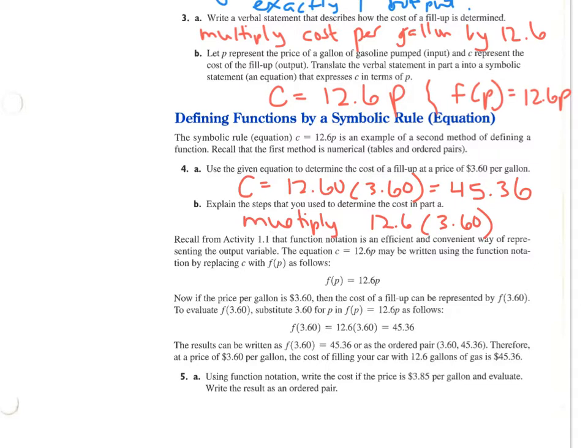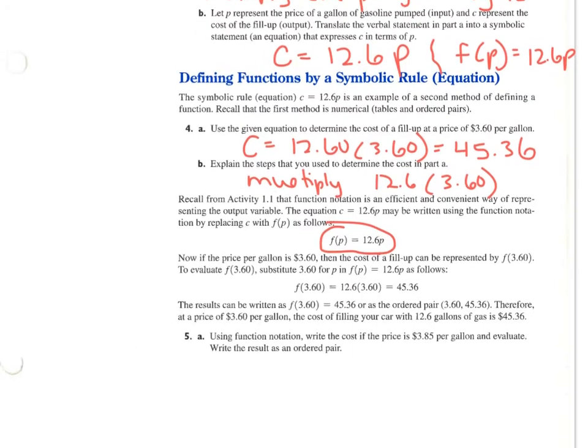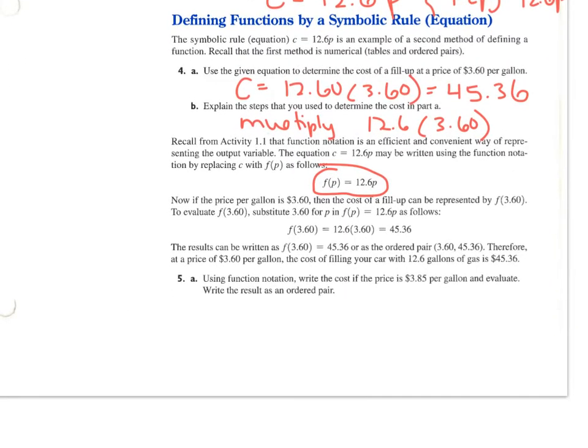Now you see, I didn't look ahead, I should have. You see that they're writing it the way I did up there in function notation. It's very important to be able to use function notation. It's used a lot, especially in this class. So using function notation, write the cost if the price is $3.85. So I'm going to say, what happens if I put in $3.85 for my price per gallon? Then it looks like this: 12.6 times 3.85.